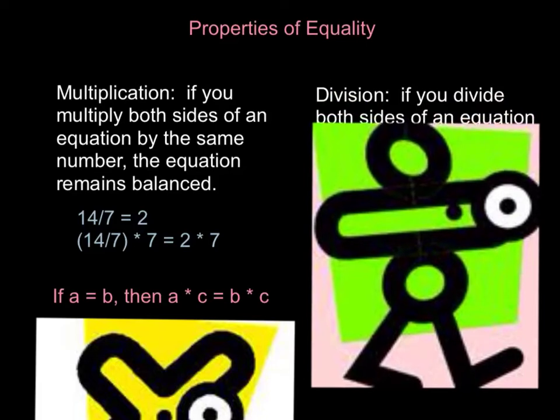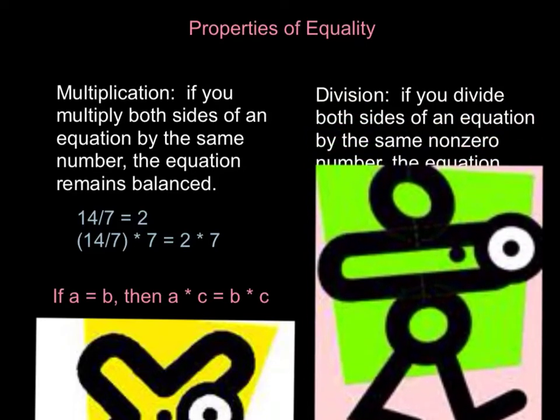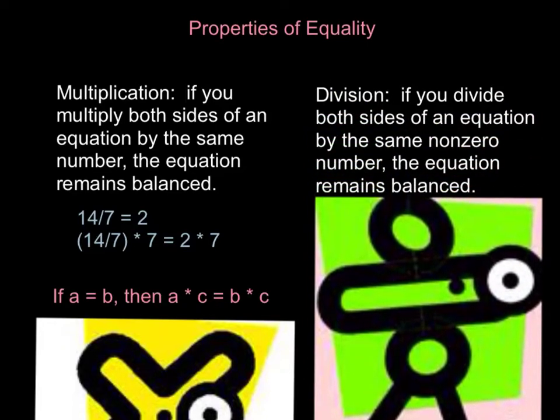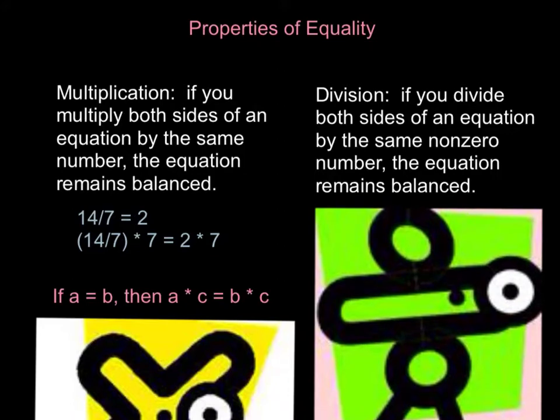The division property of equality states that if you divide both sides of an equation by the same non-zero number, the equation remains balanced. It is essential that you divide by a non-zero number. Remember, you can't divide by 0. Any number divided by 0 is undefined.